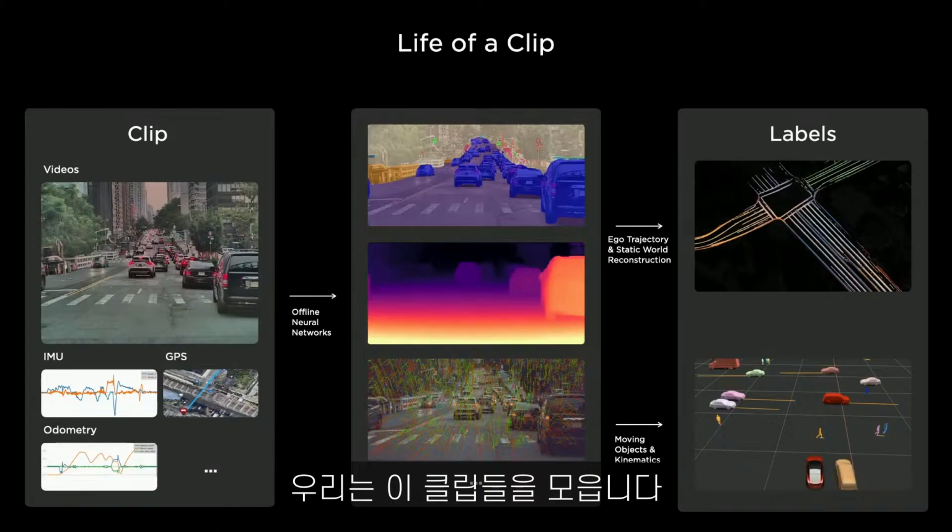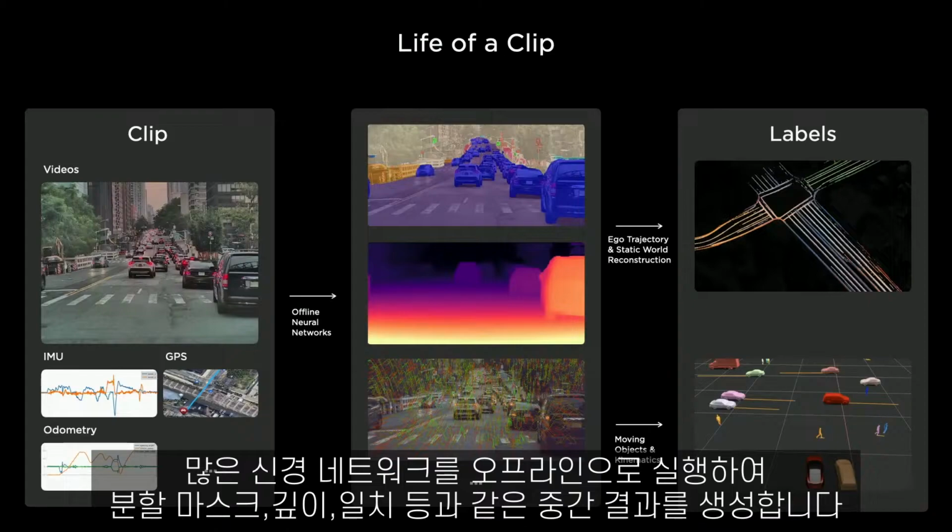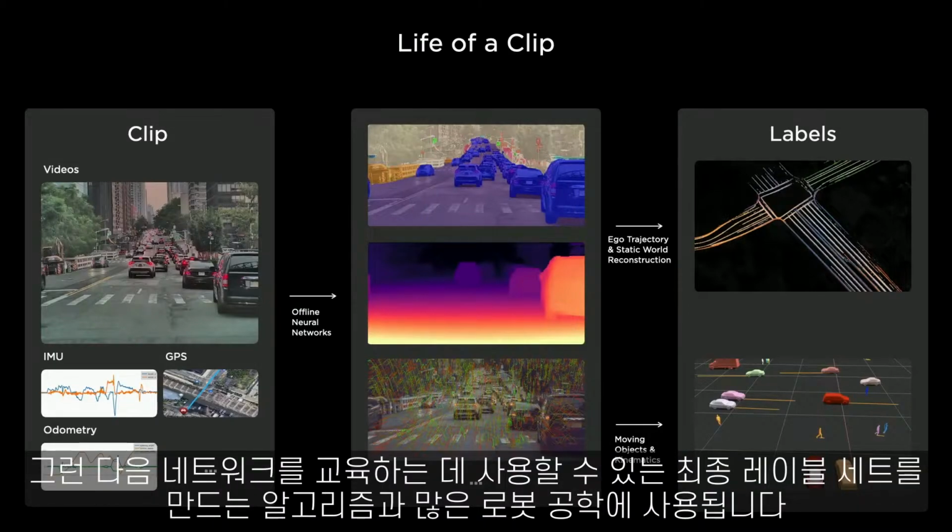We collect these clips and then send them to our servers, where we run a lot of neural networks offline to produce intermediate results, like segmentation masks, depth, point matching, etc. This then goes through a lot of robotics and AI algorithms to produce a final set of labels that can be used to train the networks.